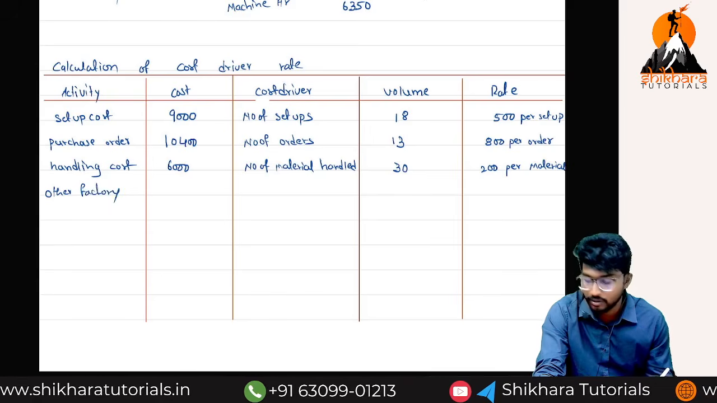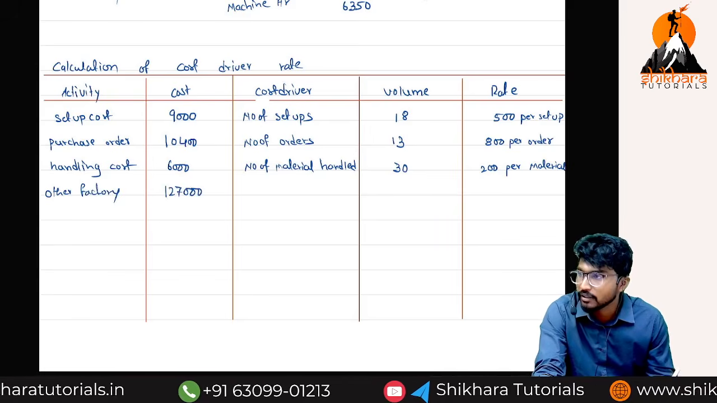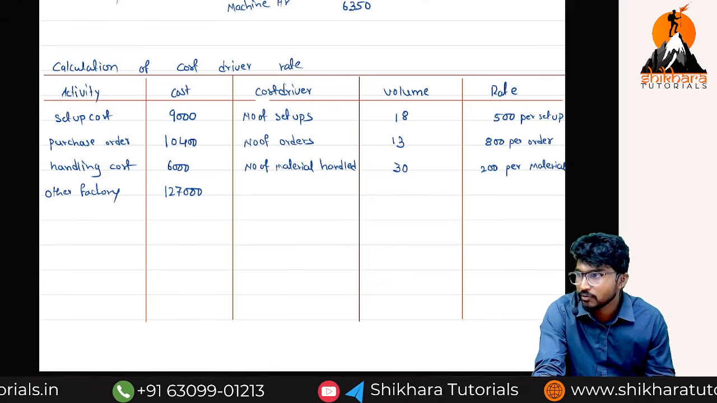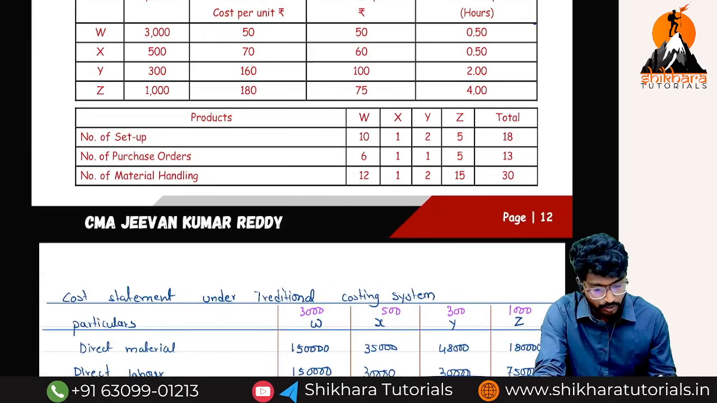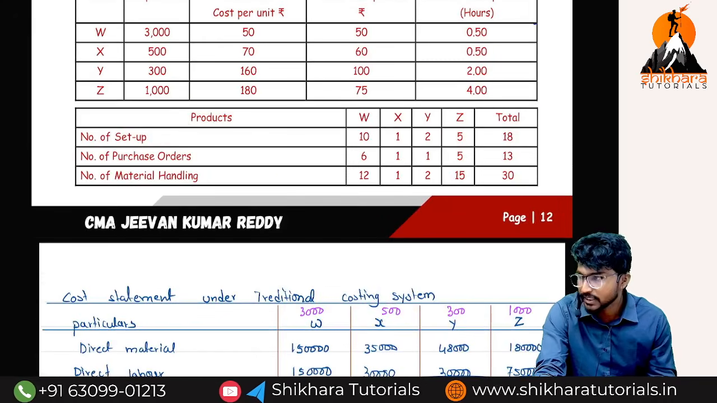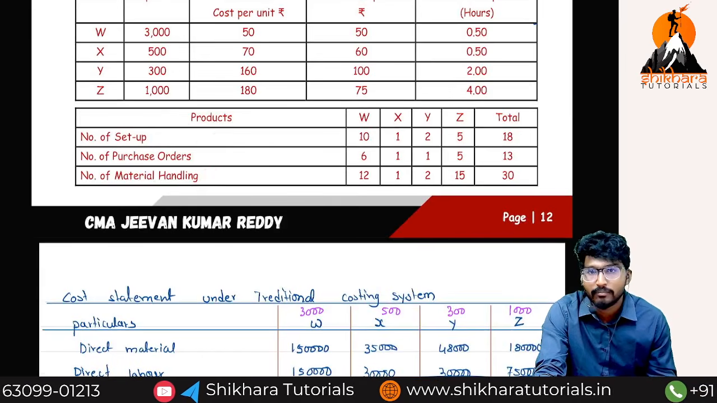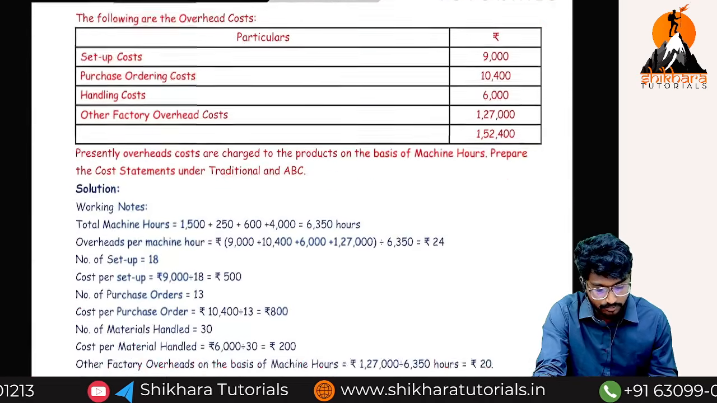How much? 1,27,000. What is the cost driver? What is left? We already used number of setups, purchase orders, and material handling. What is left? Machine hours. Here we have machine hours, na? That is the cost driver.